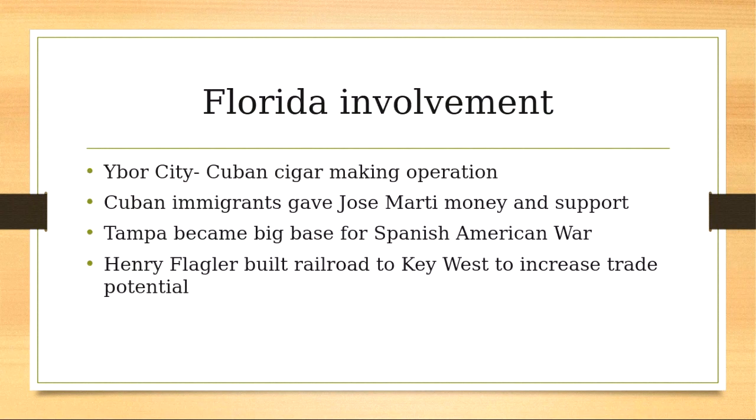And finally, for involvement, Florida is big in this chapter. You have the Cuban immigrants. They go to Tampa first and create a community called Ybor City. Also in Tampa is where a lot of the troops left for the Spanish-American War. And Henry Flagler builds the railroad all the way to Key West, because now there's potential trade routes through the Panama Canal. So Florida is really coming up in this time. In fact, Miami becomes a city at this time, 1896.